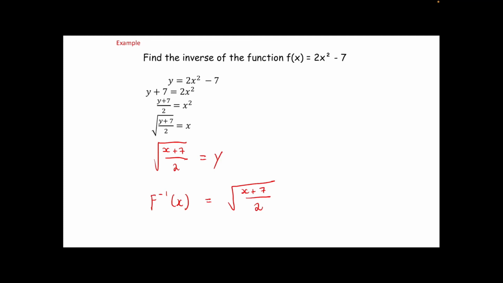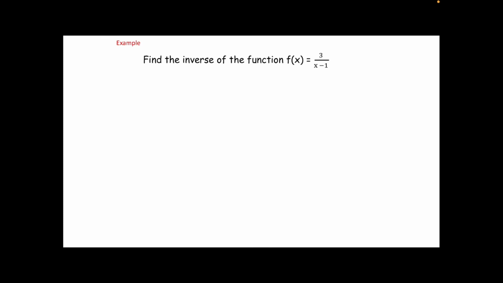Okay, let's try another example. Find the inverse function of f(x) equals 3 over (x minus 1). The first thing we do here is swap our y with f(x). This gives us y equals 3 over (x minus 1).